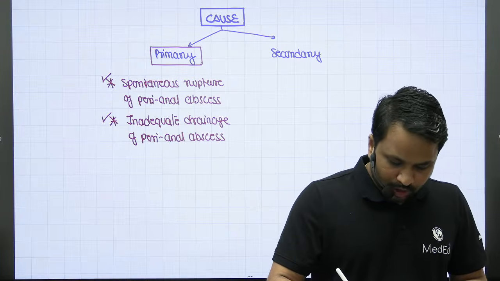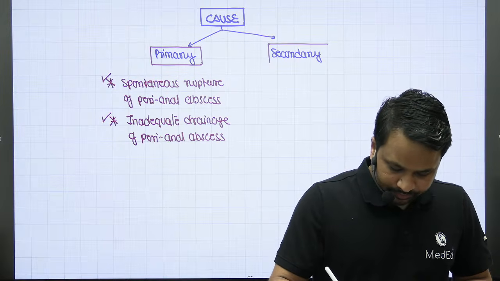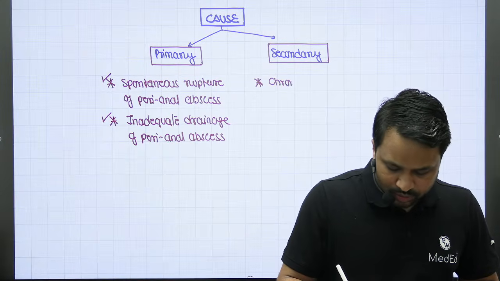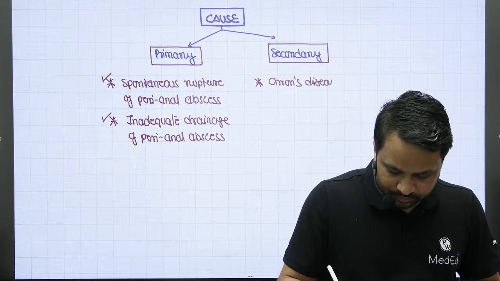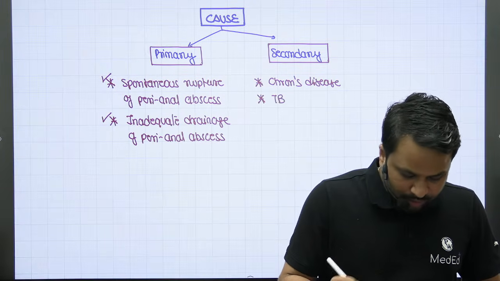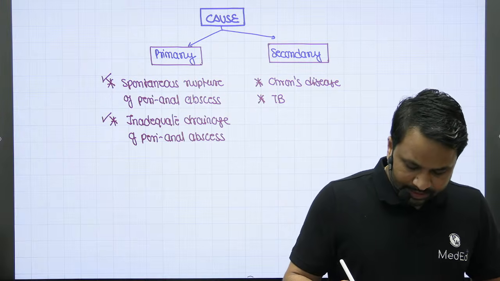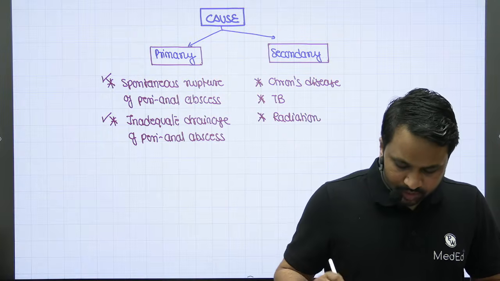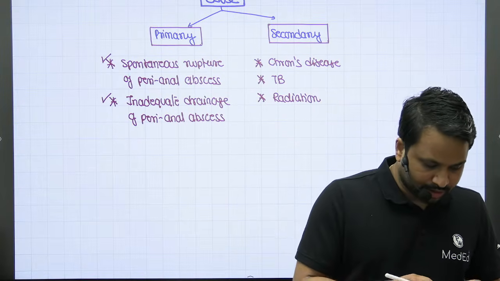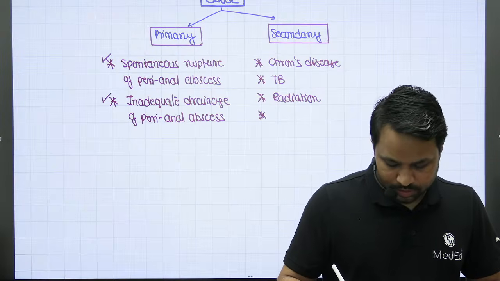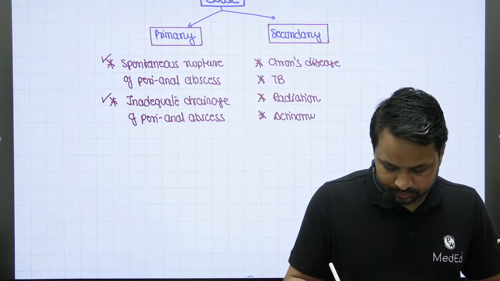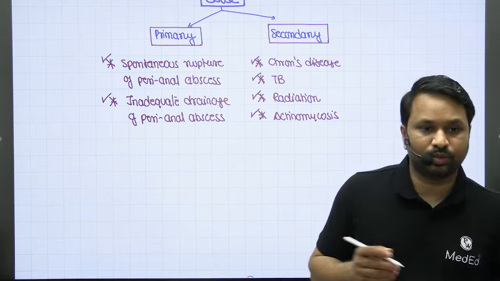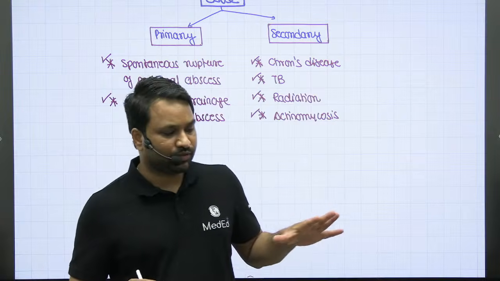Now, we talk about the secondary causes. The secondary causes for the perianal fistula or the fistula in ano: it can be secondary to Crohn's disease, tuberculosis, radiation proctitis, or actinomycosis. So Crohn's, TB, radiation, and actinomycosis are the secondary causes for fistula in ano. Okay.